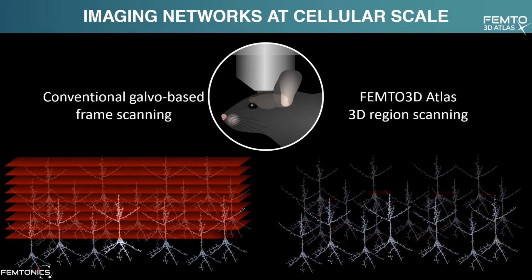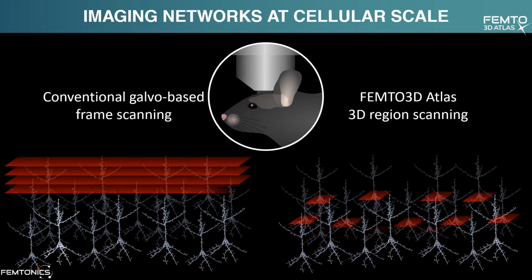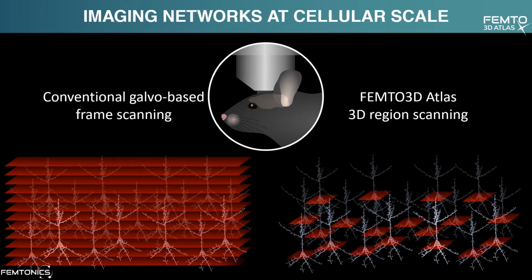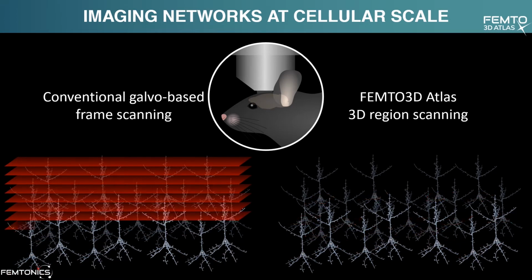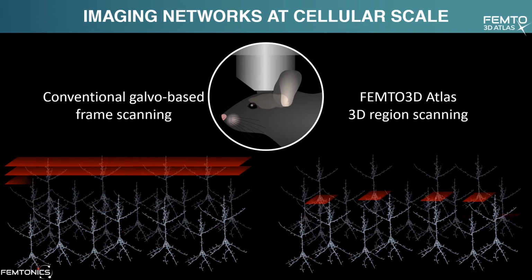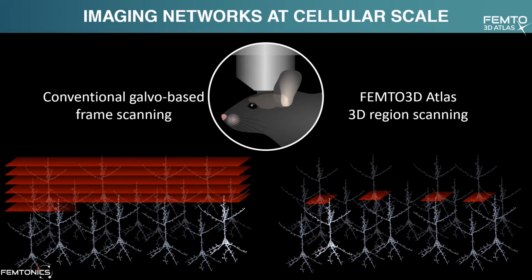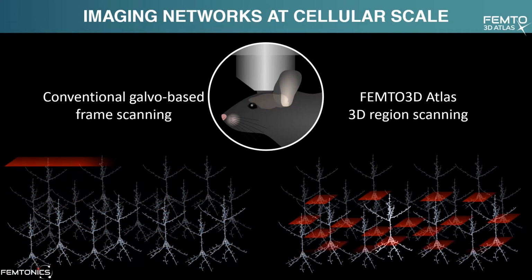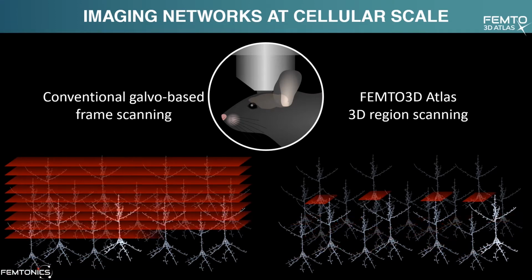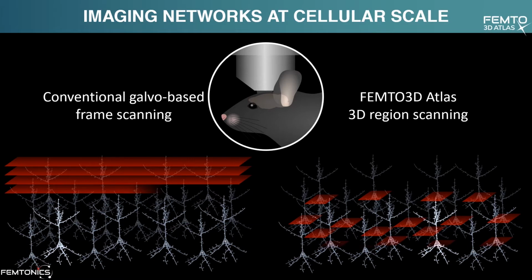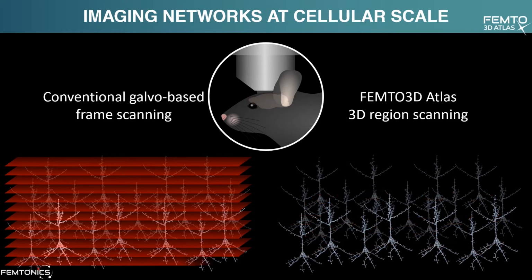in 3D. This animation captures the quintessence of the difference between conventional scanning and FEMTO3D Atlas. While sampling rate in resonant scanner-based microscopes can reach 30 Hz in a single plane, Atlas captures fluorescence changes with up to kilohertz speed by scanning precisely at the location of each cell of interest.